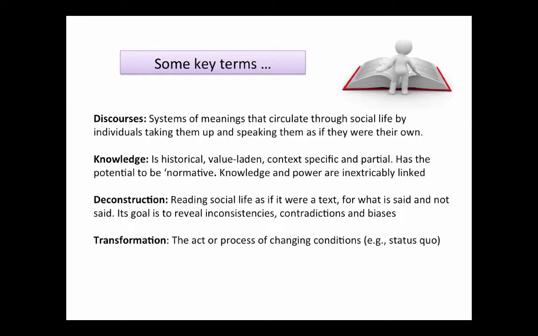And there's that word transformation again, which we came across in Freire's work in the last topic, and that's the act or process of changing conditions. And in terms of post-structuralists, that means looking at the status quo, the way things are, and if your critique or your deconstruction of social life sees some inconsistencies, contradictions, and biases, then you would take transformative action to reconstruct those conditions so that they were more just and equitable.